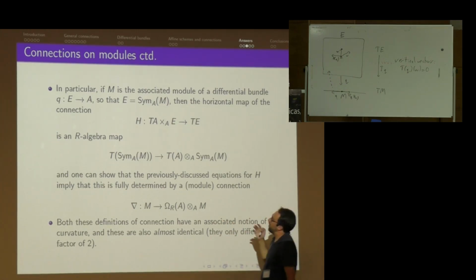So it turns out that this kind of geometric notion, when you apply it to this particular case, gives you the pre-existing notion of connection that people have come up with before.